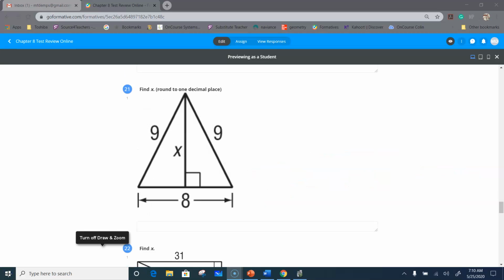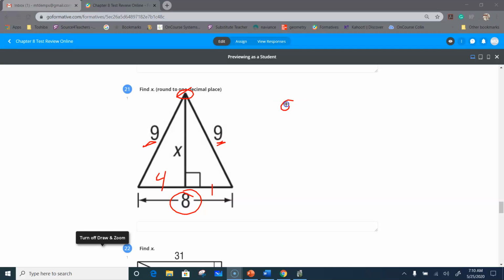Okay, so here we still have a Pythagorean theorem situation, but we have to watch out. We're not going to use this 8 directly. What we have to recognize here is that that's a perpendicular bisector. If this is isosceles, that's 9 and 9, and we come perpendicular from that opposite vertex, it's a bisector. So that 8 is divided in 2.